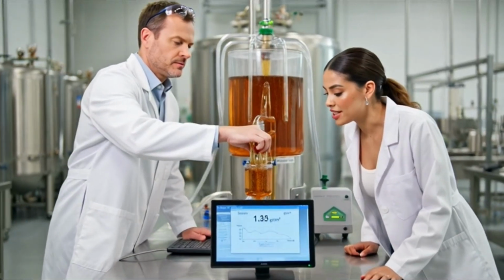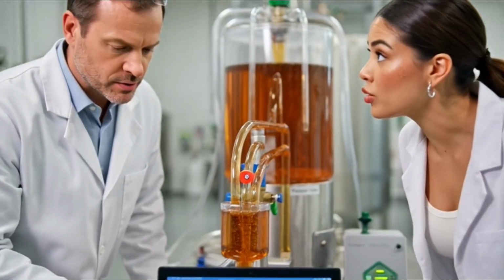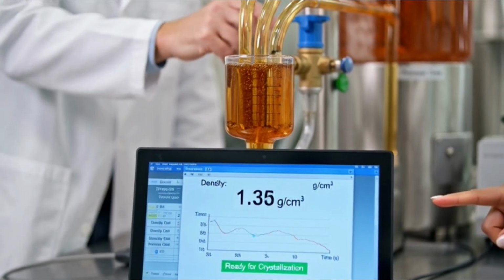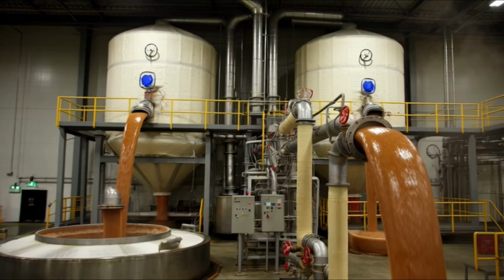Flow initiated. Density is climbing. Steady increase, approaching target. Stabilizing at 1.38. Confirmed. Log the data.